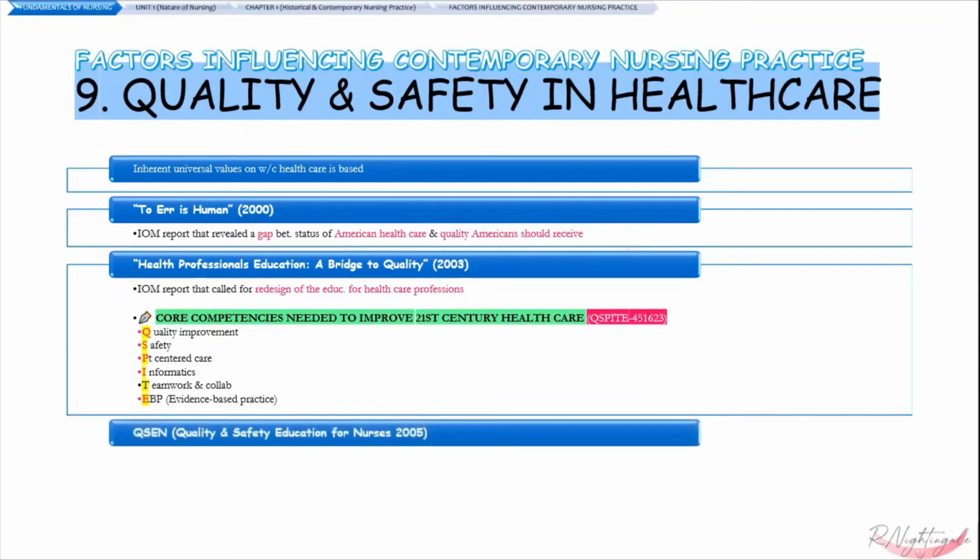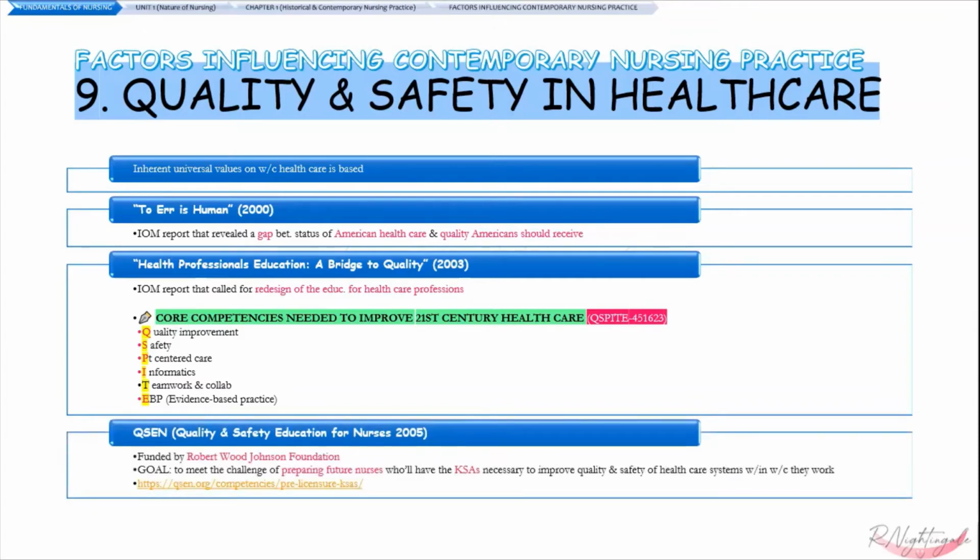And in 2005, the Robert Wood Johnson Foundation funded a project called Quality and Safety Education for Nurses, or the QSEN, and its goal was to meet the challenge of preparing the future nurses who will have the knowledge, skills, and attitudes, or KSAs, necessary to continuously improve the quality and safety of the healthcare systems within which they work. This project used the IOM six competencies along with the knowledge and experiences of recent faculty and a national advisory board to define quality and safety competencies for nursing. The project also proposed KSAs for each competency that could be used as guides for curriculum development in pre-licensure nursing programs. So this is the website where you can access this.